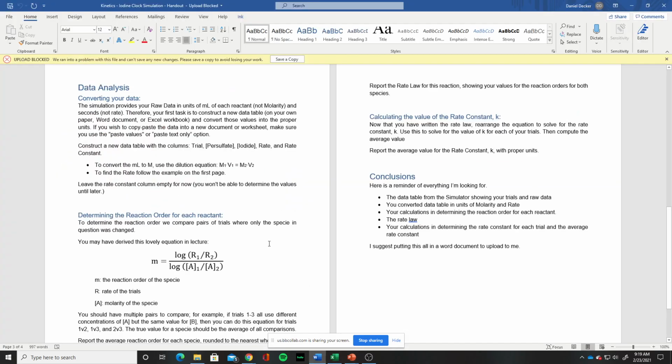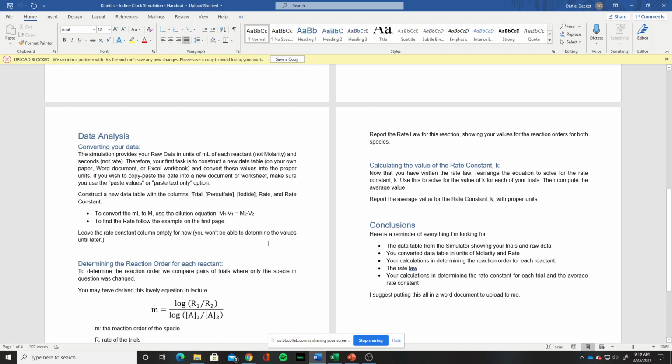So let's look at that last section here, the data analysis. It says, converting your data. The simulation provides your raw data in units of mLs of each reactant, not molarity, and seconds, not rate. Therefore, the first task is to construct a new data table on your own, either just on paper or in a Word document or an Excel workbook. Any of those are fine.